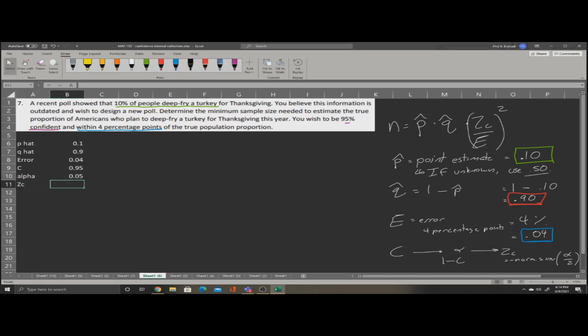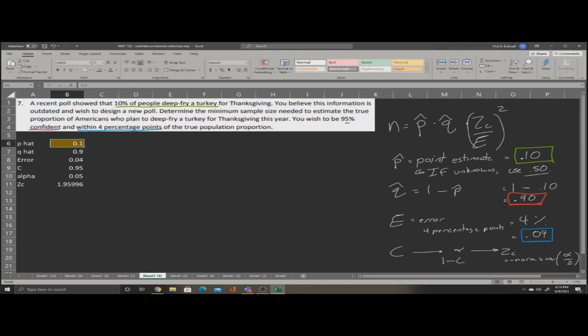Now our z-critical, we say equals negative norm S inverse of alpha divided by 2. When we press enter, we get 1.95996. Now we have the ingredients we need to calculate n: the p hat, the q hat, the error, and the z-critical.